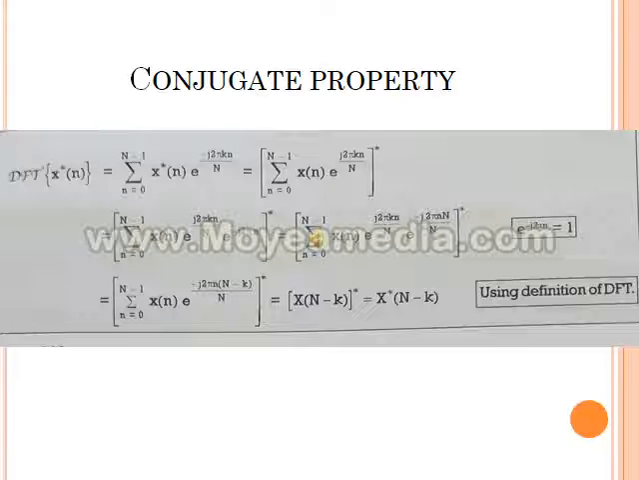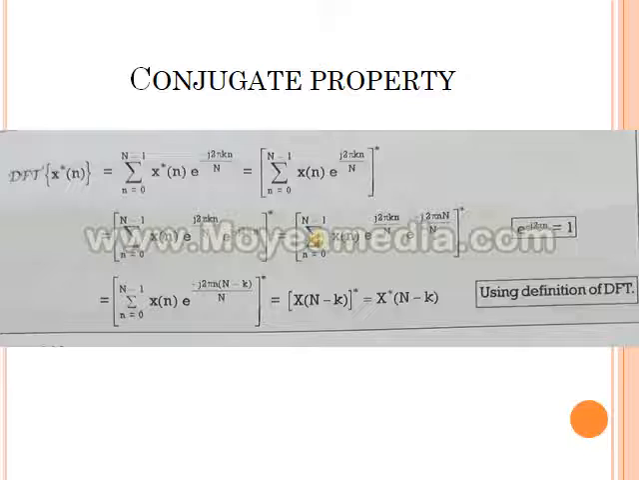Next property is the conjugate property. This property states that if we take the DFT of the conjugate of the signal x[n], then that will be equal to capital X conjugate, that is, X star of N minus k. It means the DFT shifted by k and then its conjugate. This is what we want to prove.